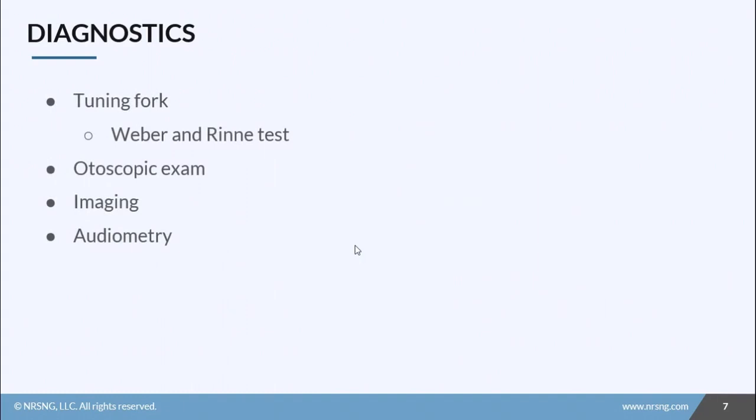Okay, guys. So we're going to go over the Weber and Rinne test a little bit more in detail, just so we can clear any confusion with that. To help diagnose the type of hearing loss, there are a couple different diagnostic tests that are utilized. One is using the tuning fork. The tuning fork is used to conduct the Weber and Rinne hearing test, and it helps us test the patient's hearing acuity.